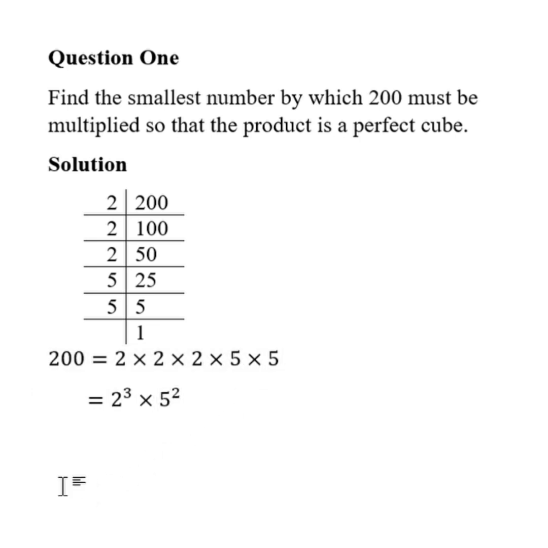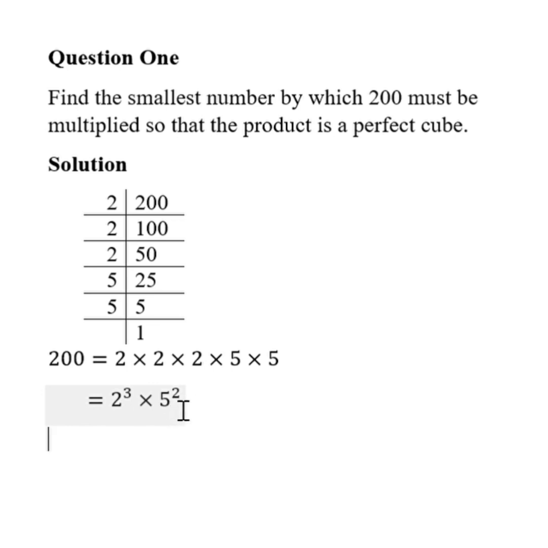Now, for a number to be a perfect cube, the product of its prime factors must have powers divisible by 3, because this is a cube. We are looking for a cube, so the power must be divisible by 3. This one is already sorted. But for this one, you realize we have 5 squared.